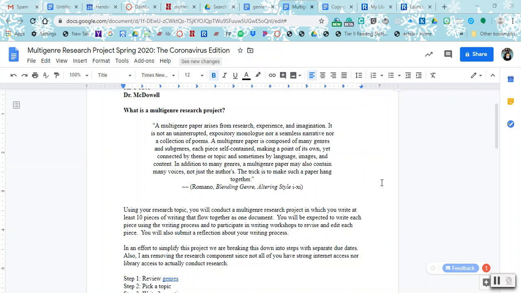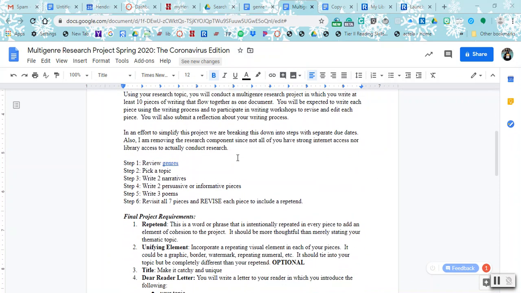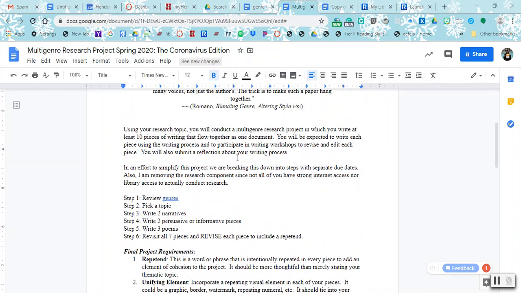In addition to many genres, a multi-genre paper may also contain many voices, not just the author's. The trick is to make such a paper hang together. So let's break this down a little bit. Ideally, we would be doing research, hence the name Multi-Genre Research Project. By the way, here's a new title, the Coronavirus Edition.